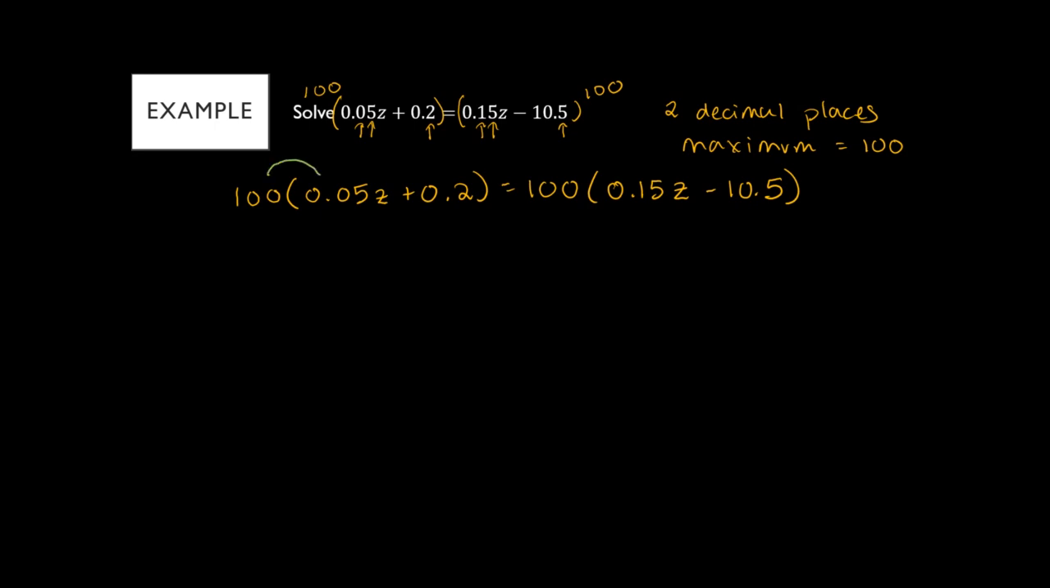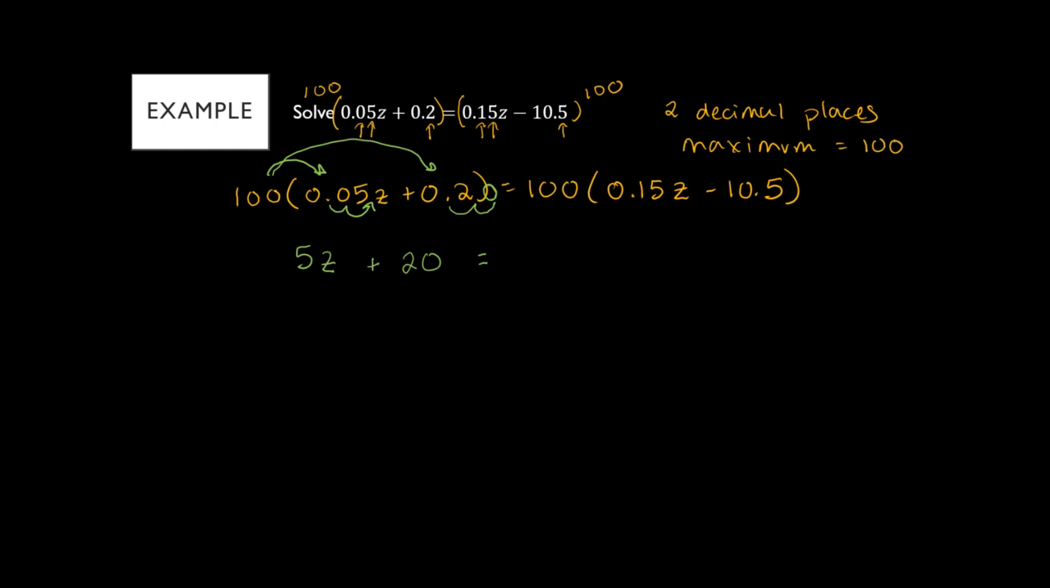So we need to distribute. We're going to do 100 times the 0.05, and because it's multiplying by 100, you're moving everything 2 decimal places. So that's going to become 5z. And then we multiply it by the 0.2, and what happens is we end up having an extra 0 there because we had to multiply it by 100, and there was only 1 decimal place. You put in a placeholder, so that becomes 20.